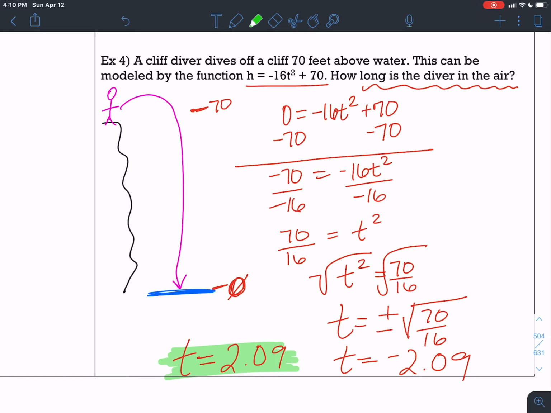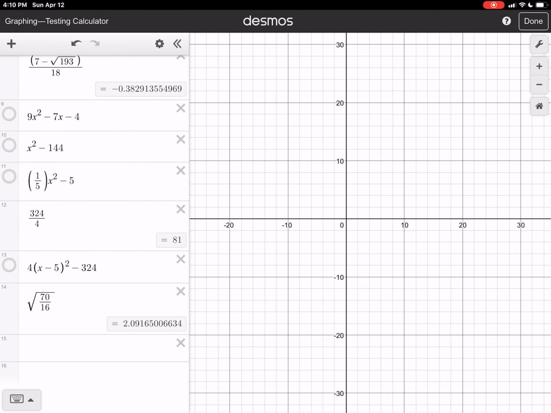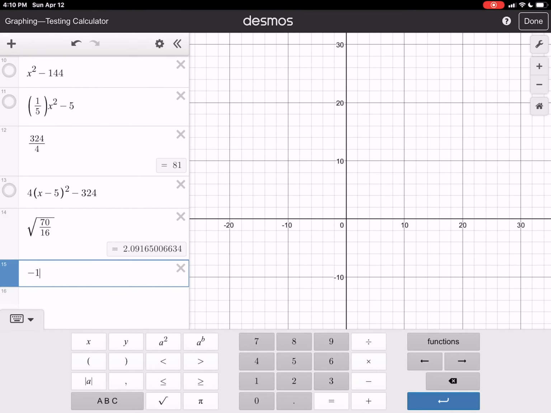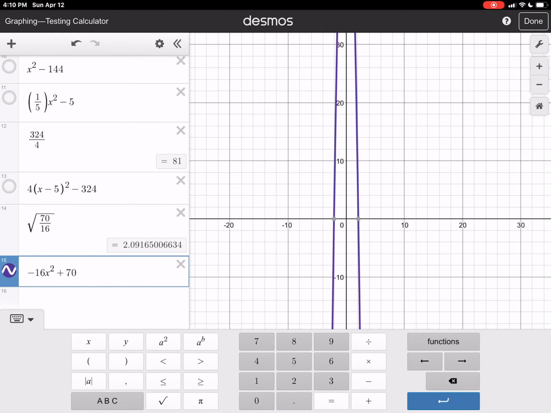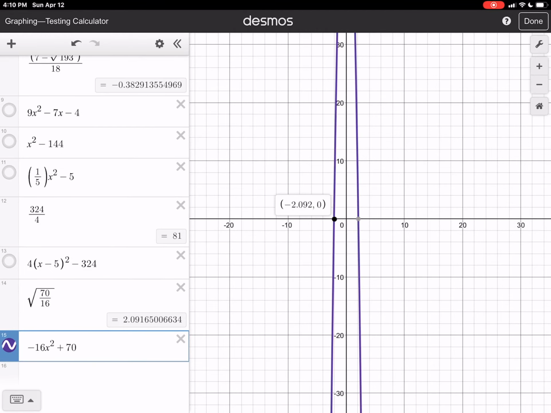T equals 2.09. But let's verify this by plugging in this equation. Negative 16 x squared plus 70. And let's look at the x-intercepts. Negative 2.09, positive 2.09. So we also got that one correct.